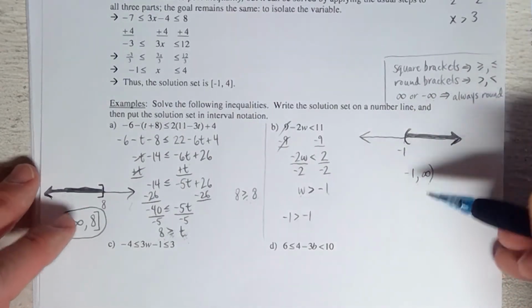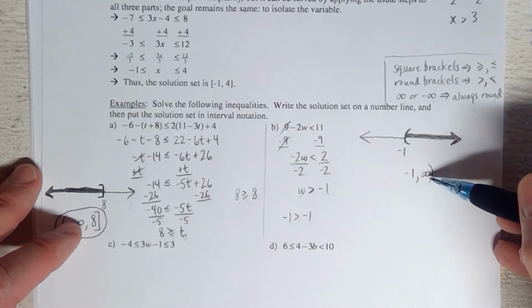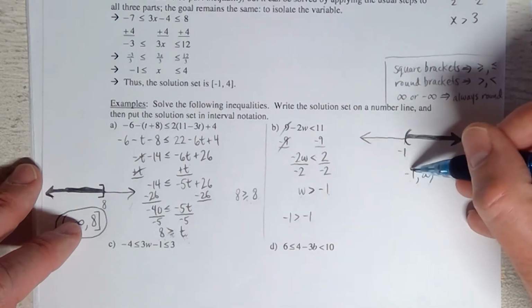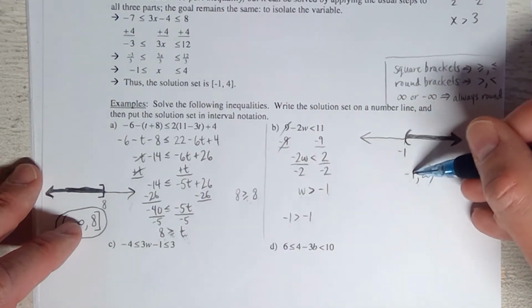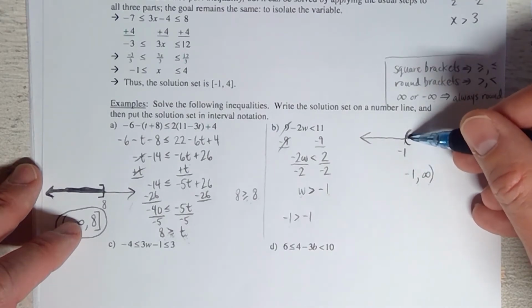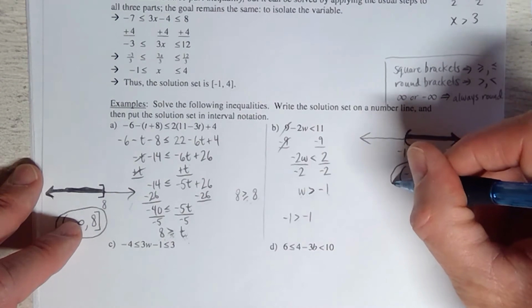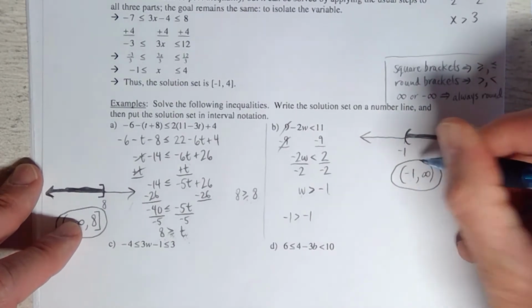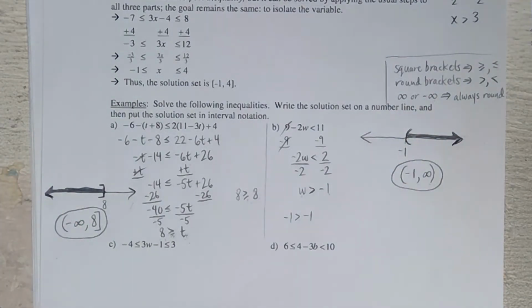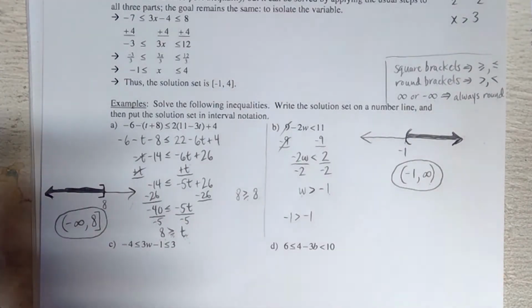For the -1, the regular number but not the infinity number, when you try to figure out what bracket goes next to that regular number, you just use the same bracket we used up here. So that would be round in this case. So that is solving a one variable linear inequality.